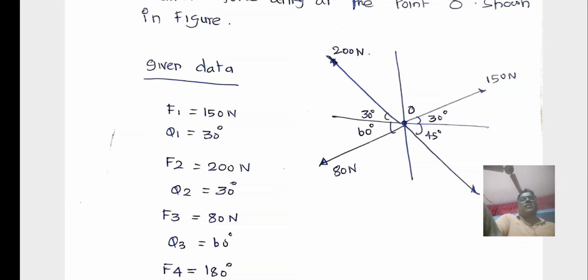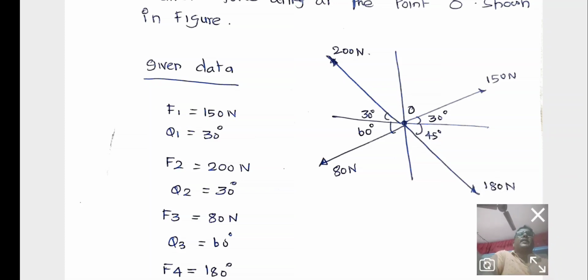In the diagram, the first force, 150 Newton, acts at 30 degrees in the first quadrant. In the second quadrant, the 200 Newton force acts at 30 degrees. In the third quadrant, the 80 Newton force acts at an angle of 60 degrees. In the fourth quadrant, the 180 Newton force acts at an angle of 45 degrees. So the given problem has four forces acting at a particular point.